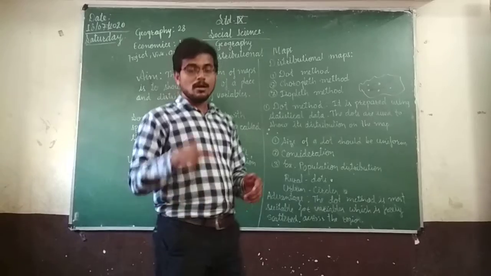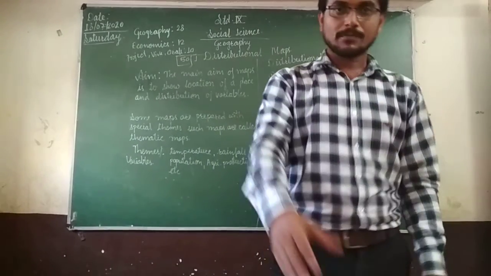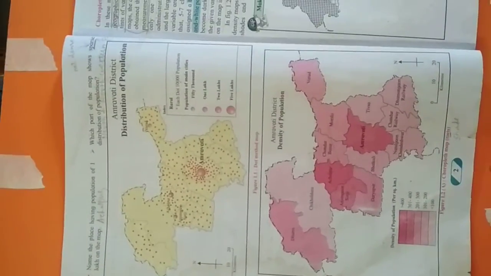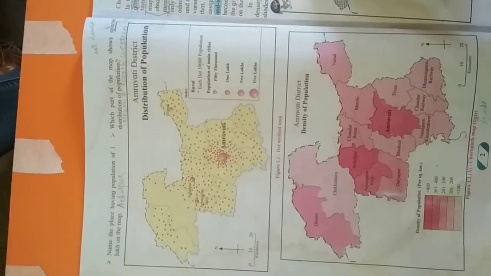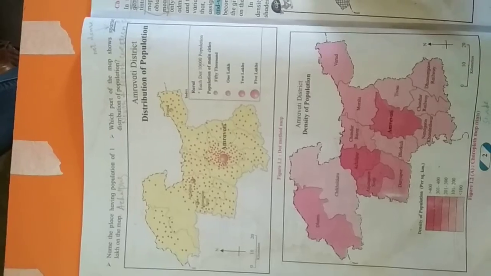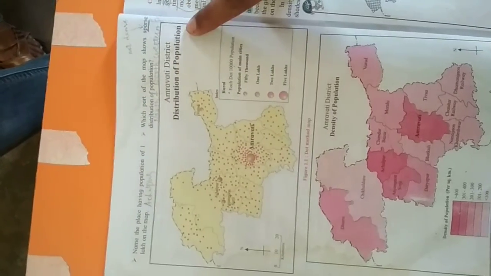Now I'll show you the use of dot method maps. Now you can see this is page number 2, and there is an example of a dot method map. You can see there is Amravati district, and the heading of this map is distribution of population.